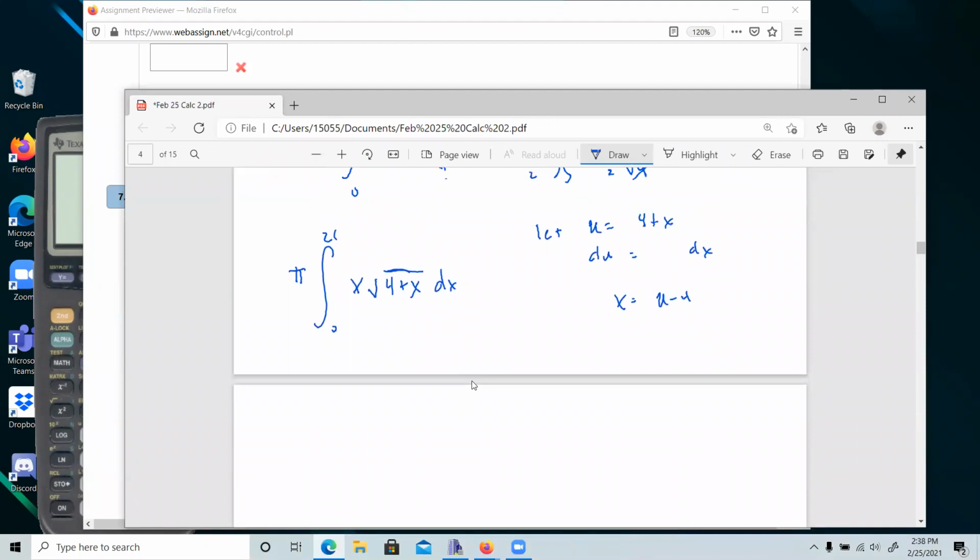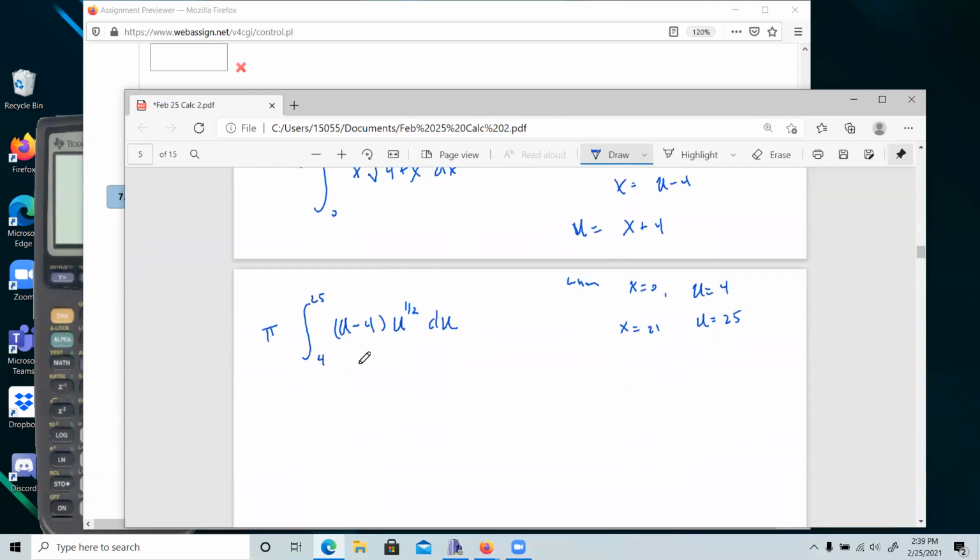Okay, so what we're going to have here, I'm going to go ahead and change my limits. We have u is equal to x plus 4. So when x equals 0, u is equal to 4. When x is equal to 21, u is equal to 25. Okay, so we've got a pi, we've got 4 to 25, x is equal to u minus 4 in parentheses, and 4 plus x is equal to u to the 1/2, du.